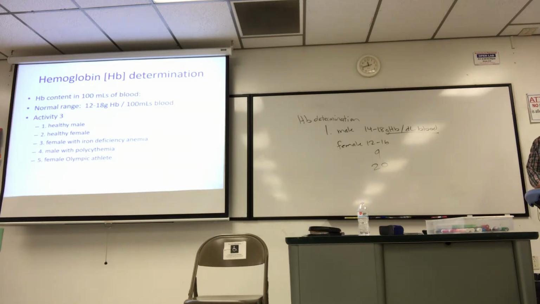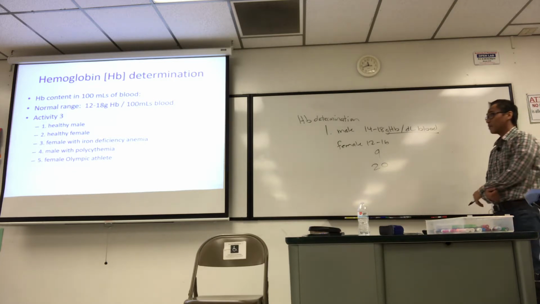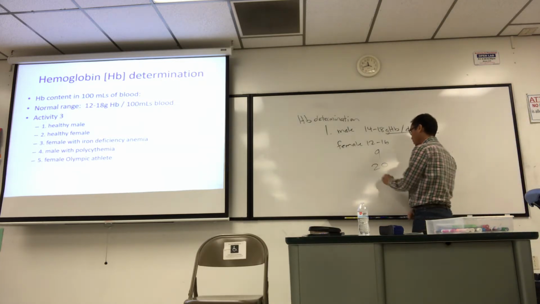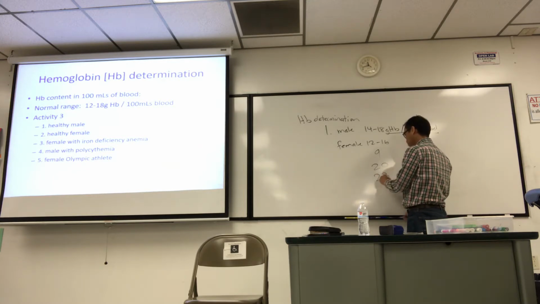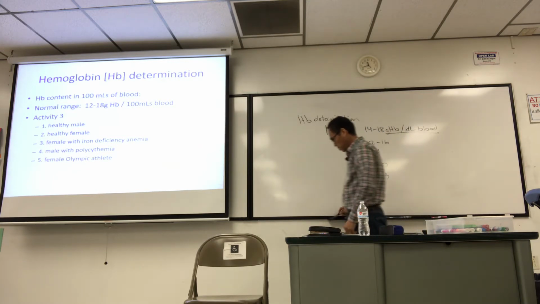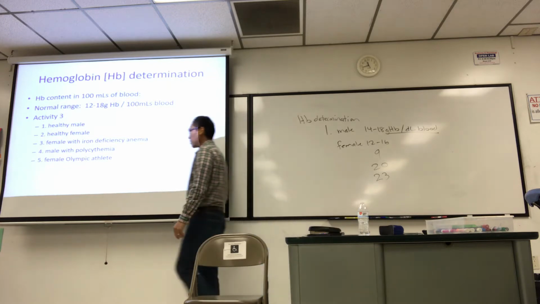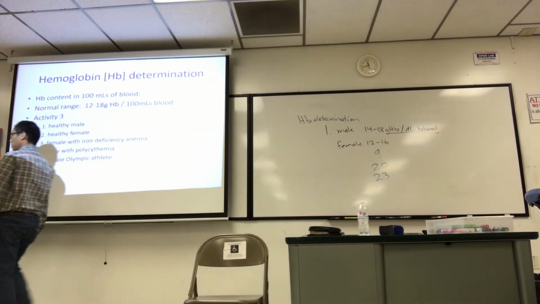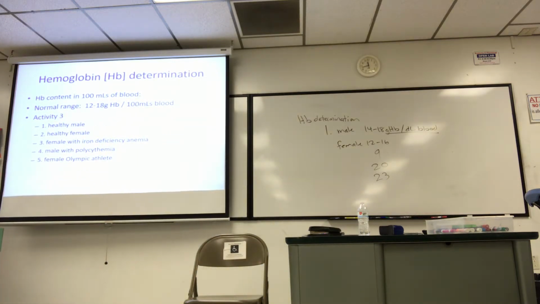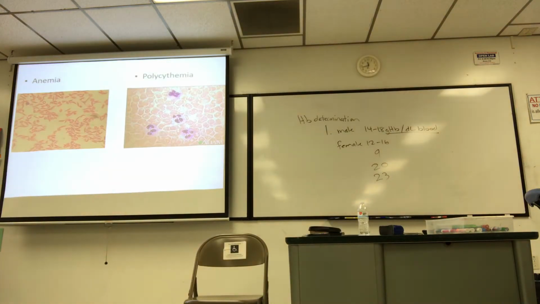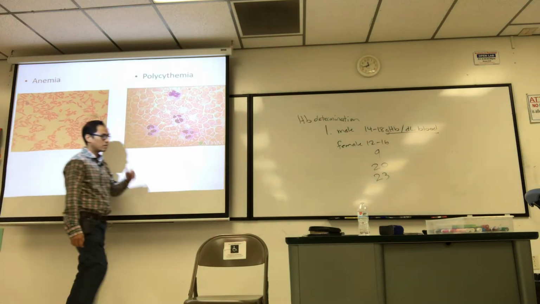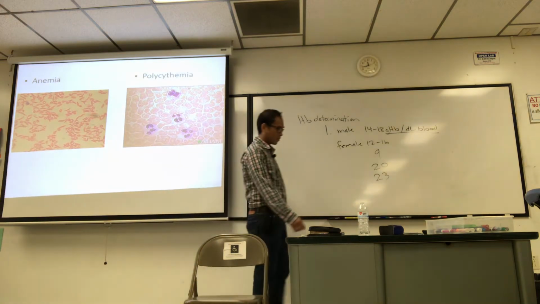Training has the effect of increasing the concentration. So maybe a female athlete would be higher. Maybe it would be really high, and it'd be interesting to look up some of the highest values you can measure. What I think you should be expected to do is, can you tell, if it wasn't labeled, which one's anemic, which one's polycythemic? It's easy to tell, of course, when it's labeled.